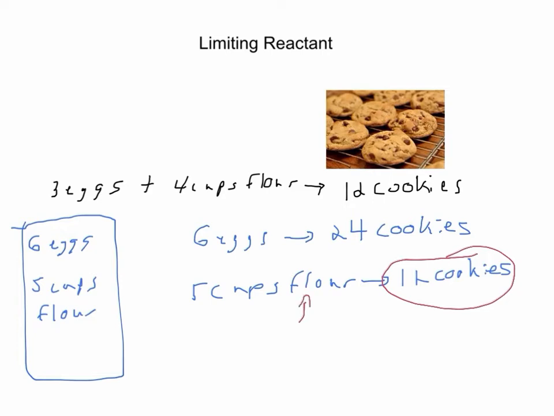The flour is limiting. We actually call this the limiting reactant. And in the case of this recipe, the limiting reactant runs out first. So we run out of the flour before we run out of the eggs. Even though we have more eggs than we need, we can actually make 24 cookies from those eggs. We run out of flour first, so we can't make more than 12 cookies.